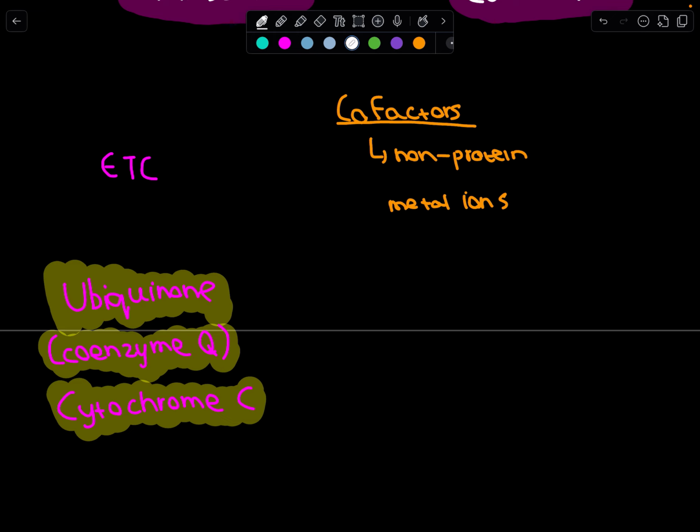Okay. So, since we're on the topic of metabolism, what does the liver have to do with metabolism?